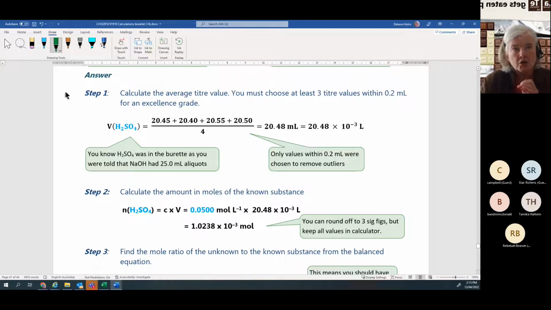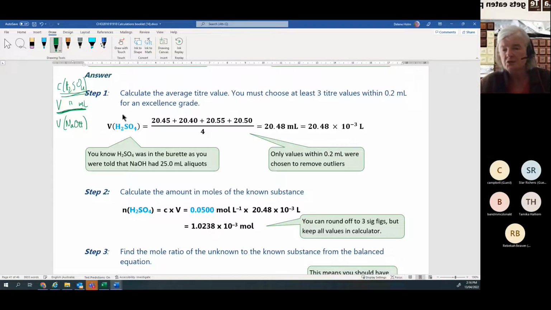And remember, what we had was the concentration of sulfuric acid. We had a whole lot of volumes of sulfuric acid in milliliters, and we had a volume of sodium hydroxide of 25 milliliters. So we're going to focus on the sulfuric acid because we know more about it.